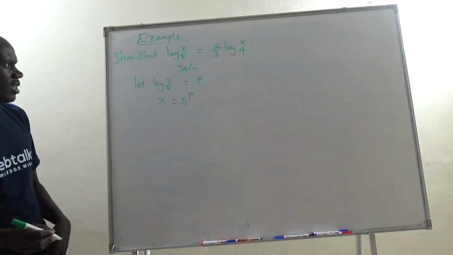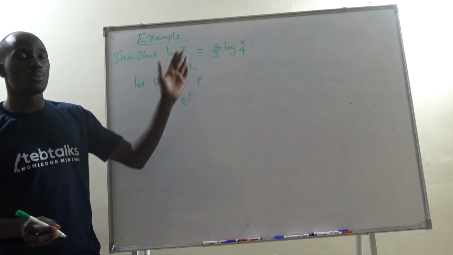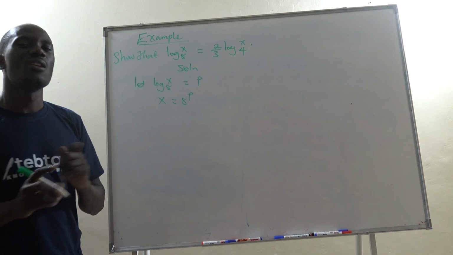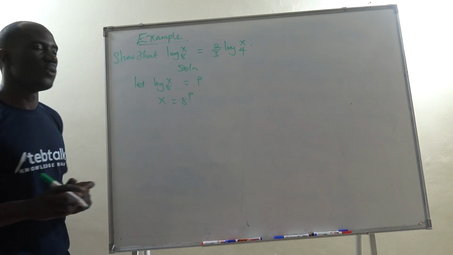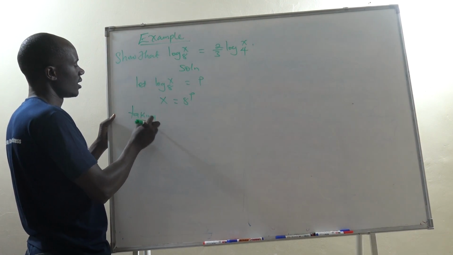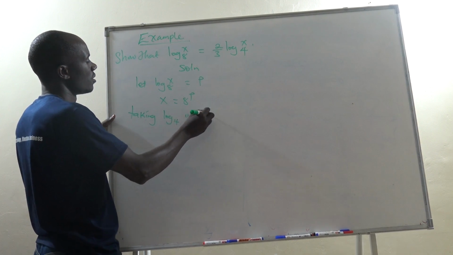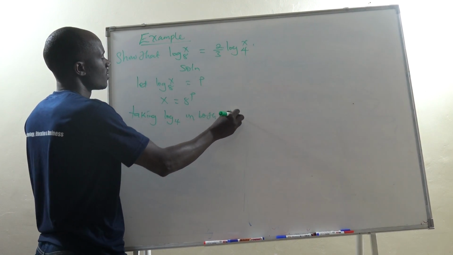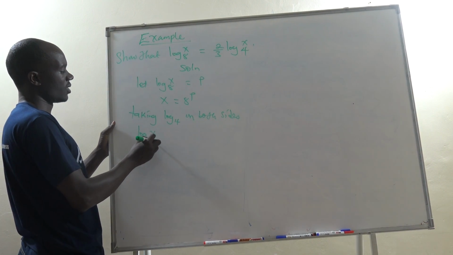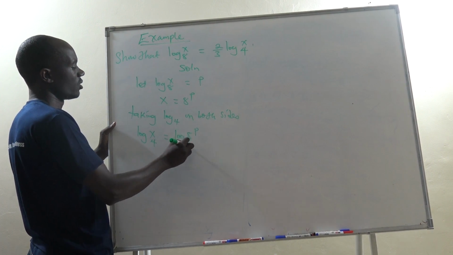Now try to see, what are they looking for? Which log is there? I can see there is log to base 4. Then we are going to say, taking log to base 4 on both sides. So we are going to have log of x base 4 equals log of 8 power p to base 4.